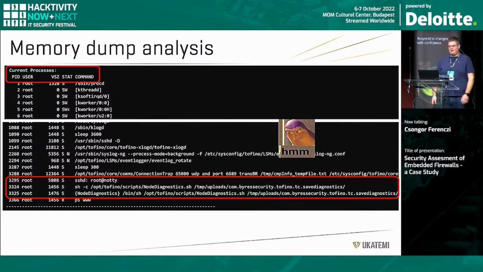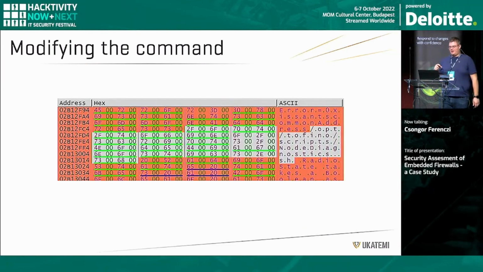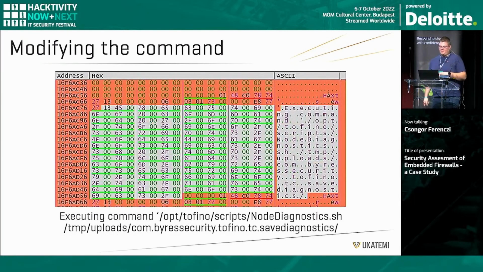So let's search for this node diagnostics path in the memory. And if we stop the execution at the right moment, we can find it in plain text, as you can see. We can also find it in another location, saying executing command and the path itself.